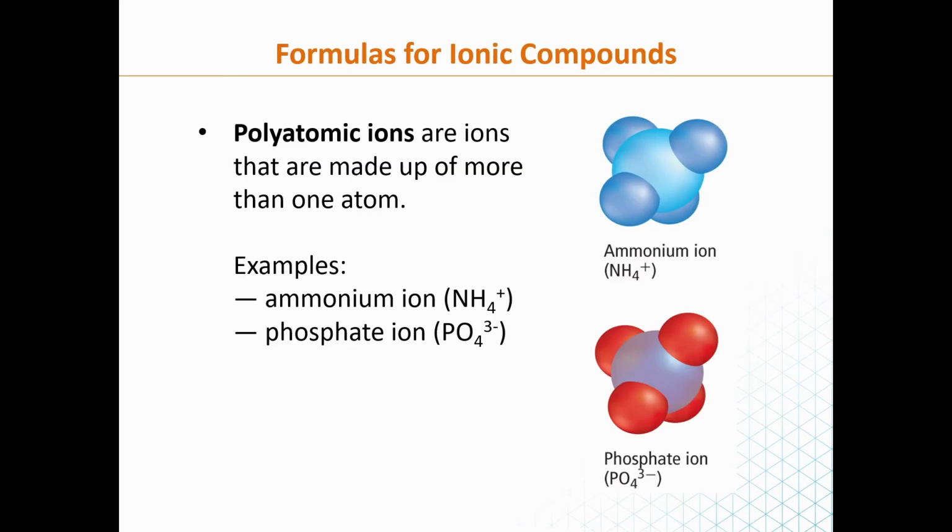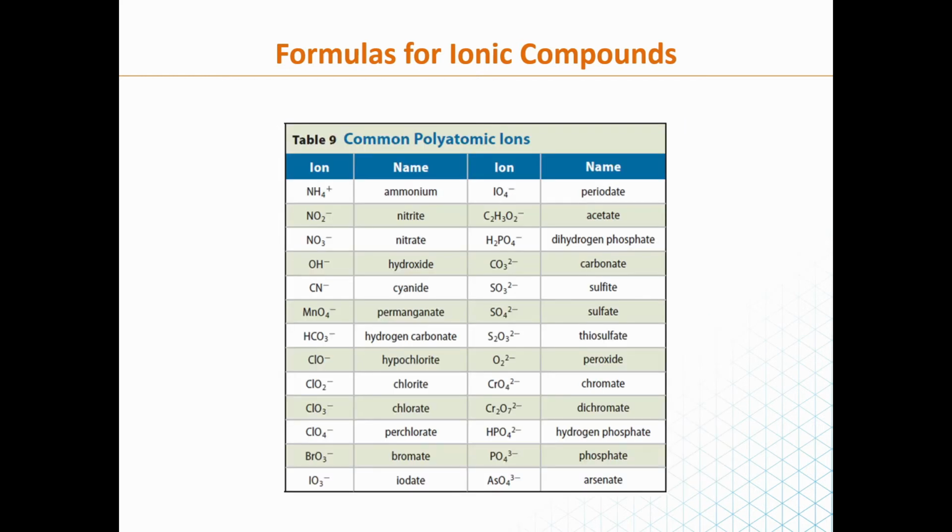We have polyatomic ions. Polyatomic ions are ions that are made up of more than one atom. For example, we have the ammonium ion, NH4+, and the phosphate ion, PO4 3-. Here we have a table of common polyatomic ions. You have to memorize them.